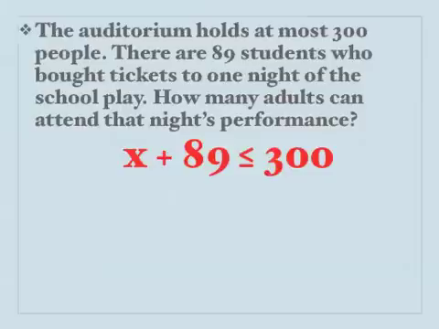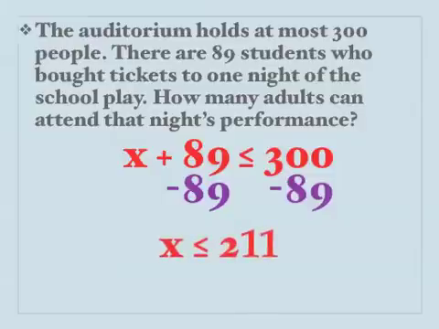300. To solve for x, I need to subtract 89 from both sides, and when I subtract 89 from both sides, I get x is less than or equal to 211, which means that 211 people can come or fewer, but there cannot be more. So 212 people couldn't come. One person would have to be turned away because there's not a seat for them to watch the play.